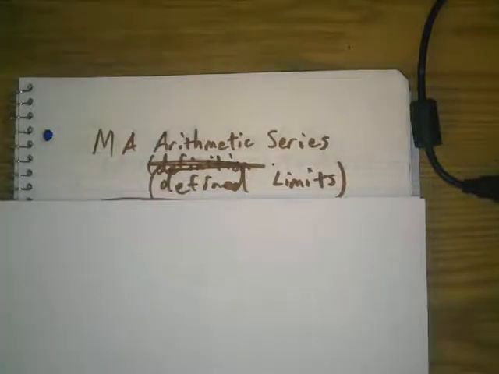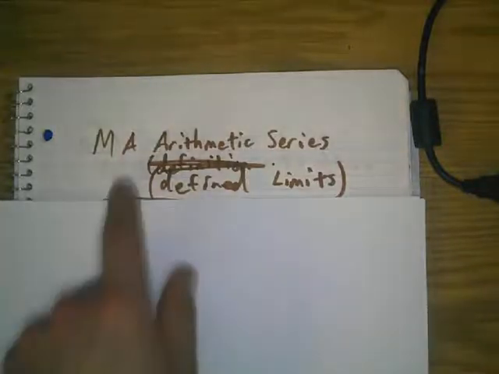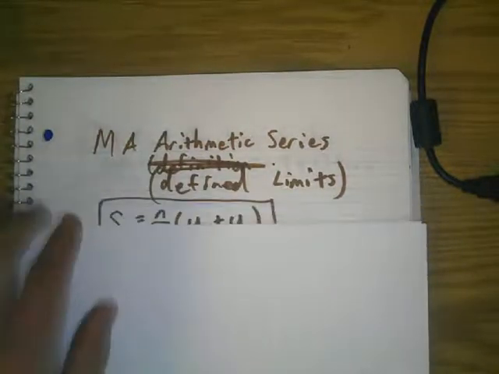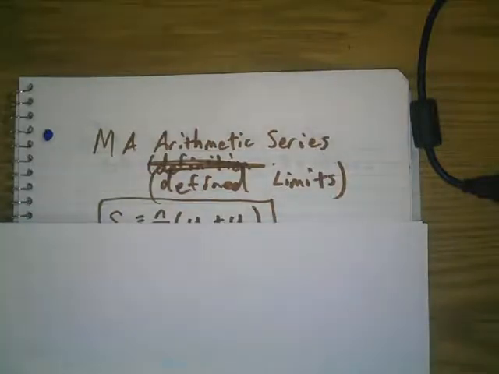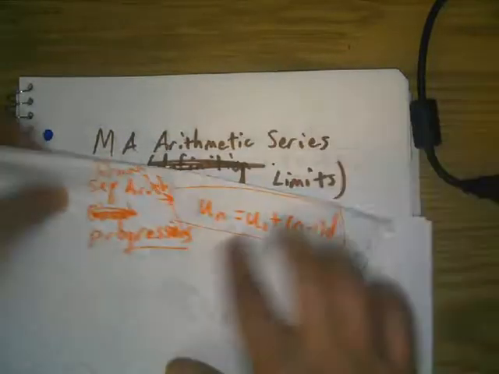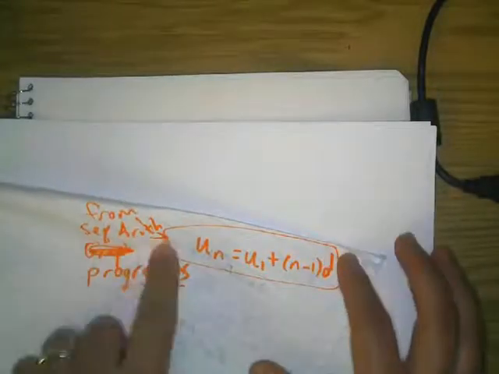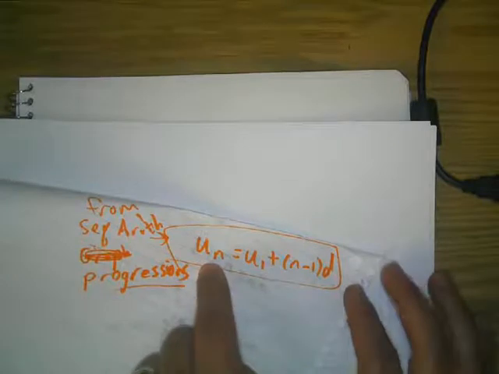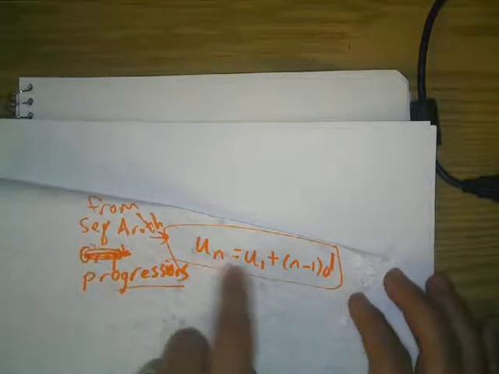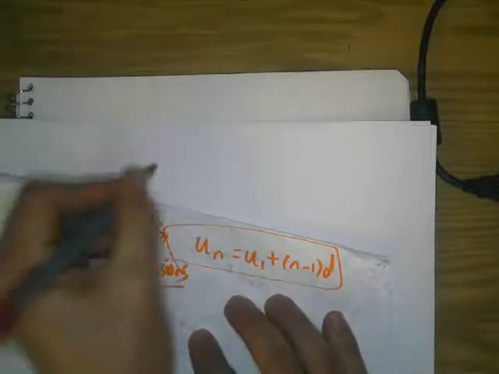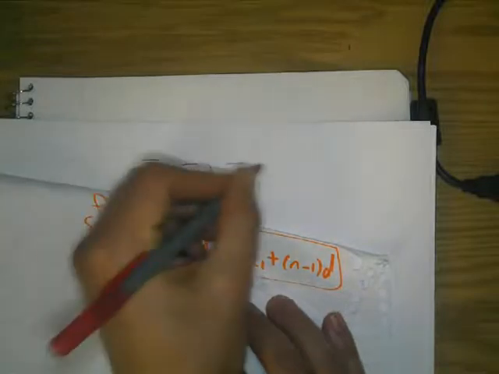Okay, math application students. Today we're going to talk about arithmetic series, defined limits. So what does that mean? In a previous lesson, we learned that to find a particular term in an arithmetic progression, we can use the first term and the common difference to figure out a particular term in a sequence, when there are these different terms separated by commas, right?